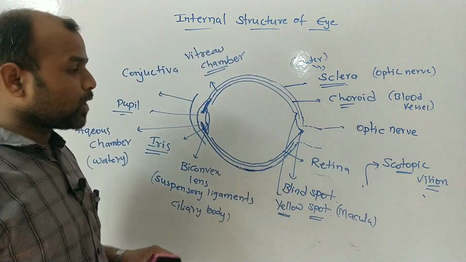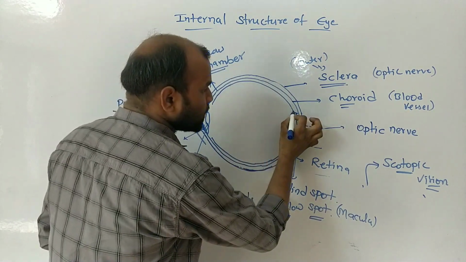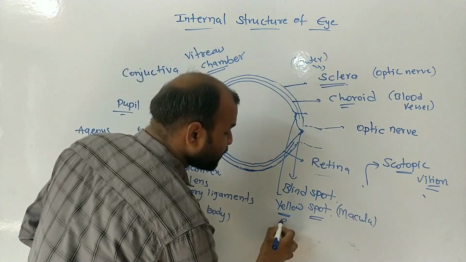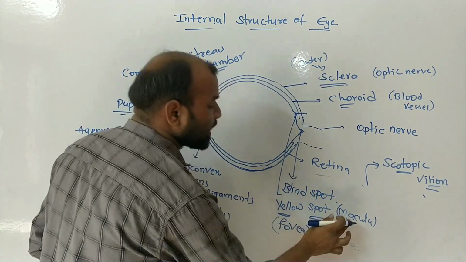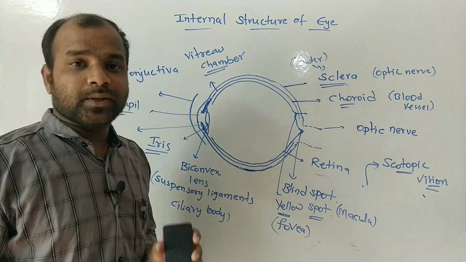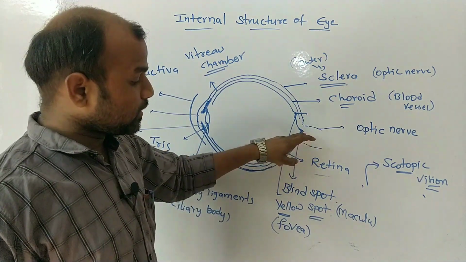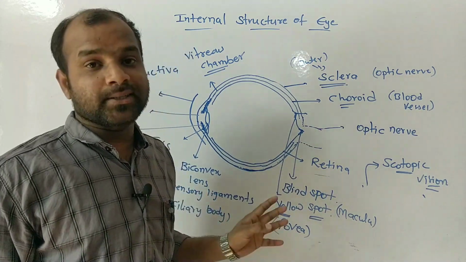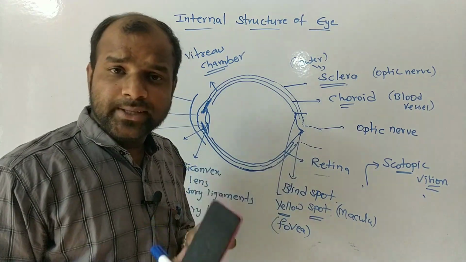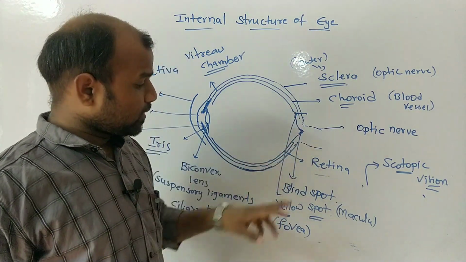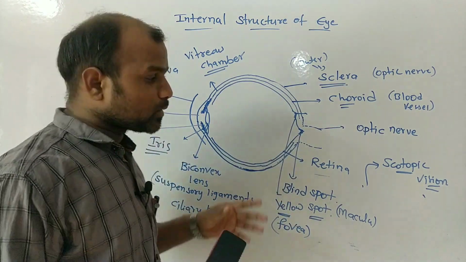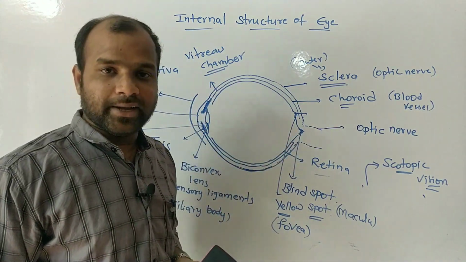This macula consists of a small deeper notch, known as the fovea. The blind spot is the place where the photoreceptor cells are absent, whereas the yellow spot consists of more photoreceptor cells. Clear? So that is the internal structure of the eye.